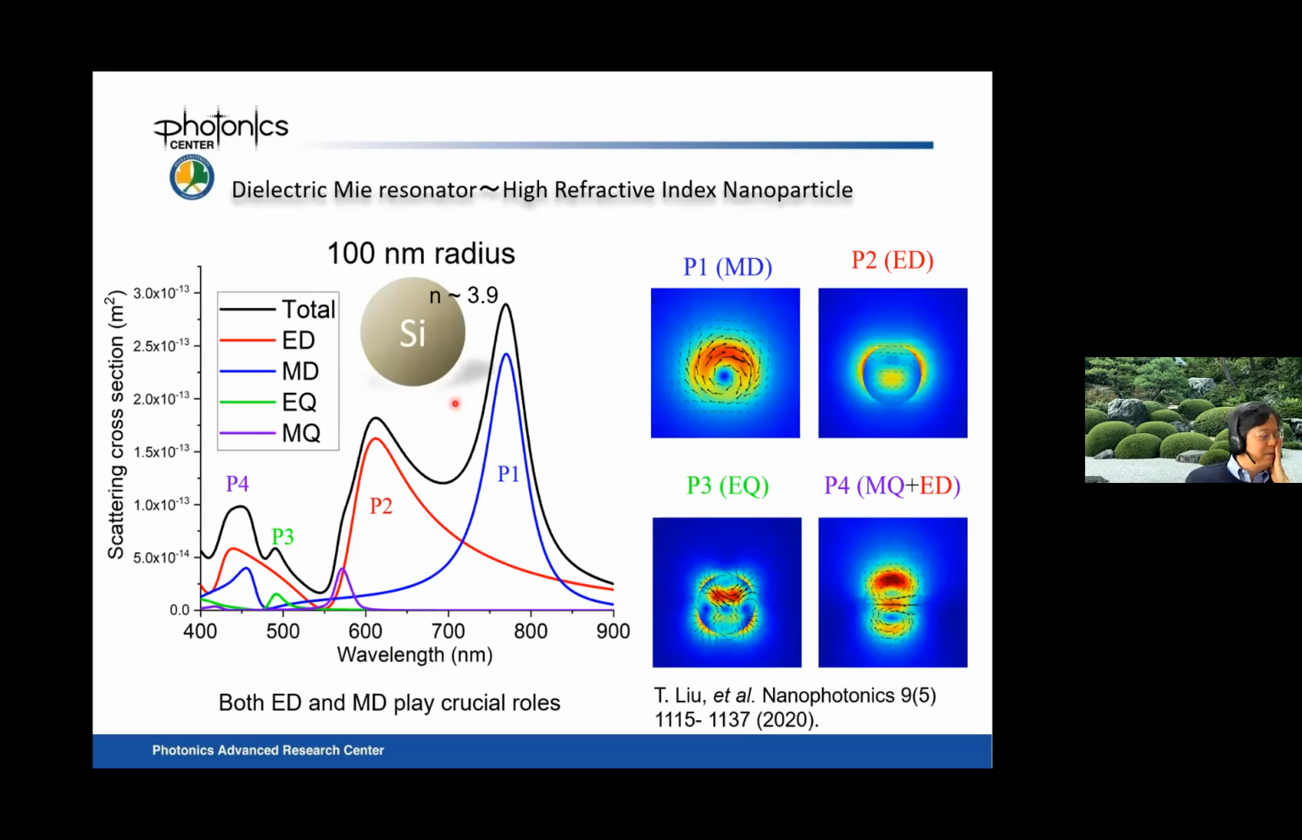And this is an example of silicon nanospheres. The radius is 100 nanometers. Here you can see a lot of peaks. This is completely different from plasmonic particles. And here you can see a very big peak. This is not the electric dipole. This is a magnetic dipole. And this is electric. The second one is the electric dipole.